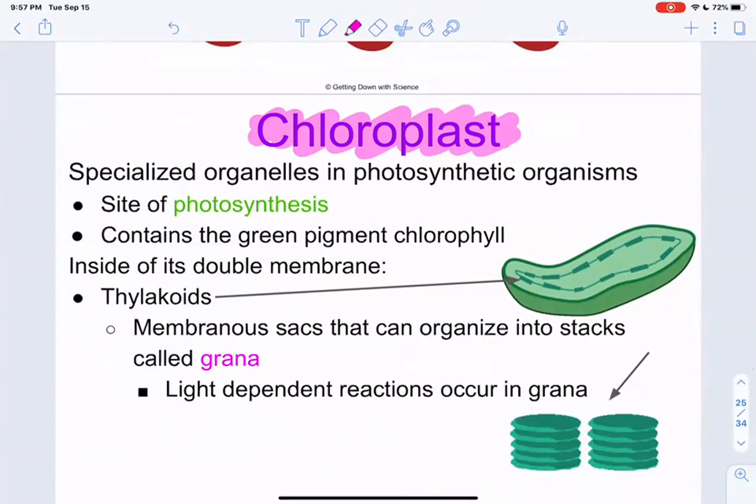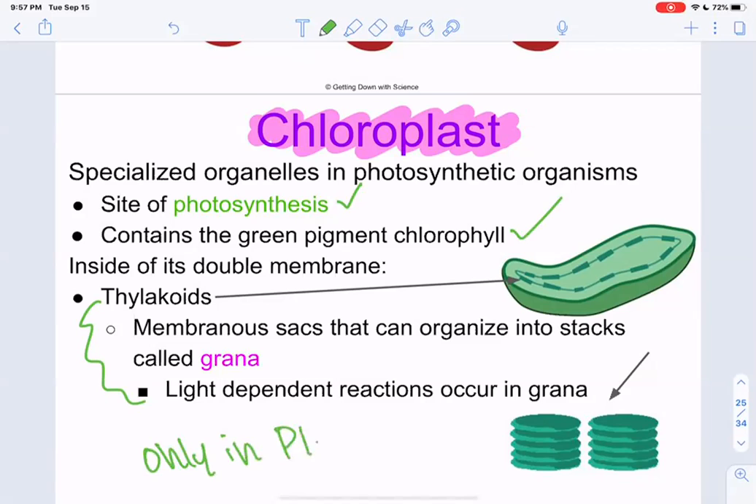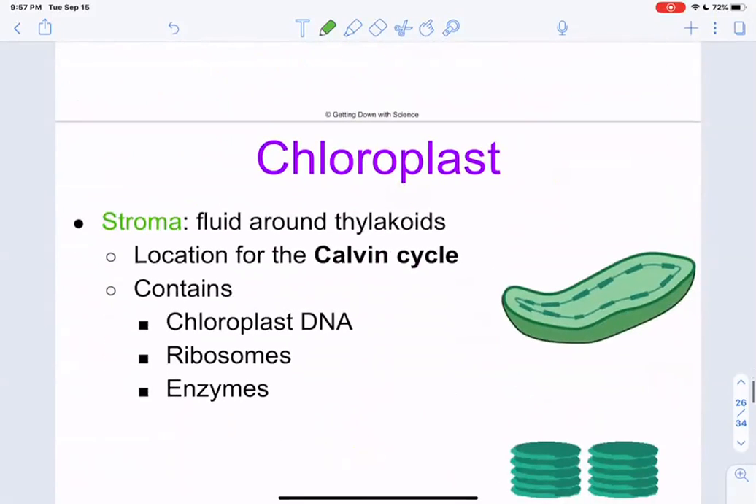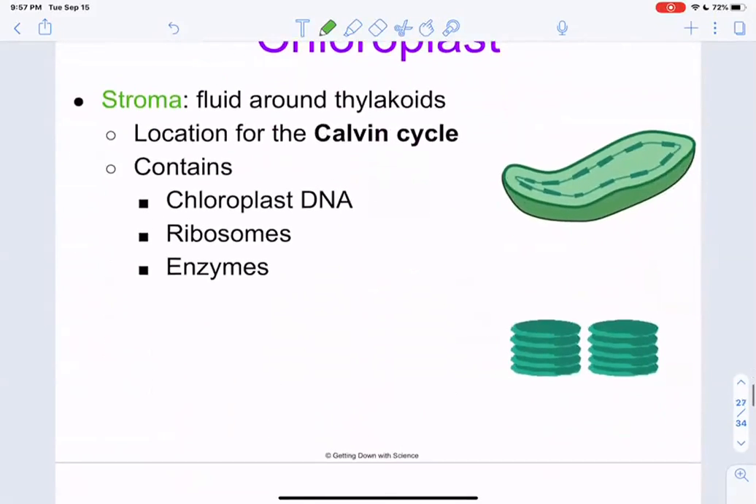We will go over this stuff in a later class, but do know the site of photosynthesis has chlorophyll and is found only in plants. Well, it's also in some cyanobacteria and other things, but primarily only in plants. Again, we'll talk about this stuff in a later unit.